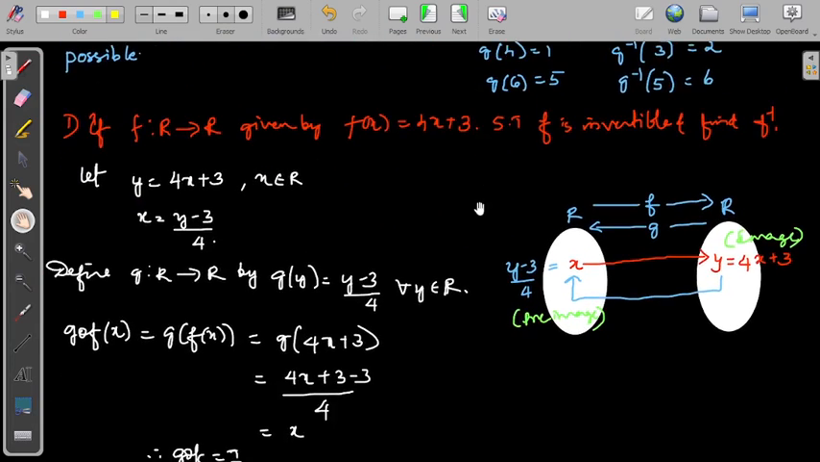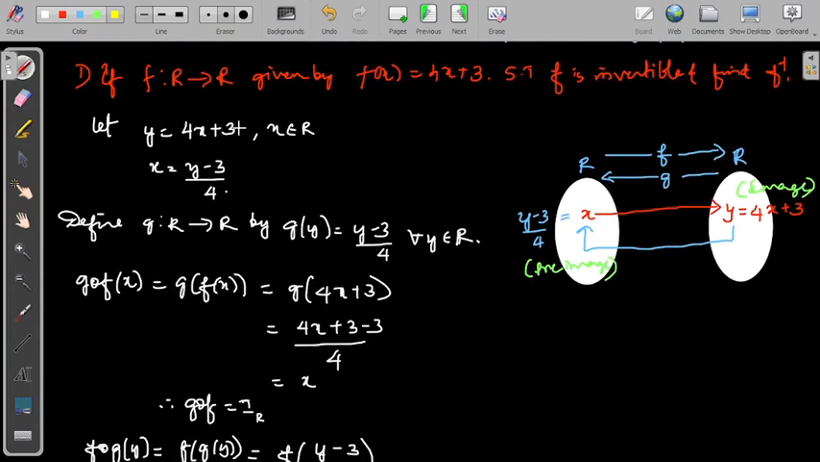Let us take a few examples. That is the first one. If f is a function from R to R given by f of x equal to 4x plus 3, show that f is invertible and find f inverse. If you are just asked to show it is invertible, you can go with the other method: if you show f is one-one and f is onto, then you can say that it is bijective, hence invertible. They are asking you to find f inverse also. Therefore, the composition of two maps is the better way to show that it is invertible, and also to find the inverse of the function.